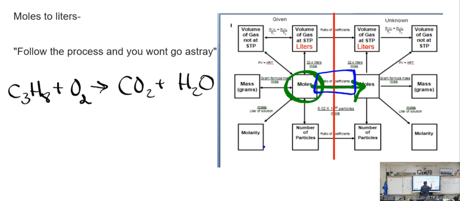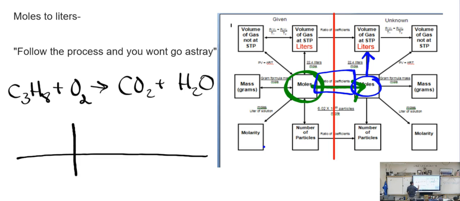All right, so I've gone from moles, I've gone across the line, but I'm at moles. But this problem's asking for what? Liters. So how many arrows is that? That's 2, which means my picket fence will have 2 vertical lines. Are we all right with that? Okay.